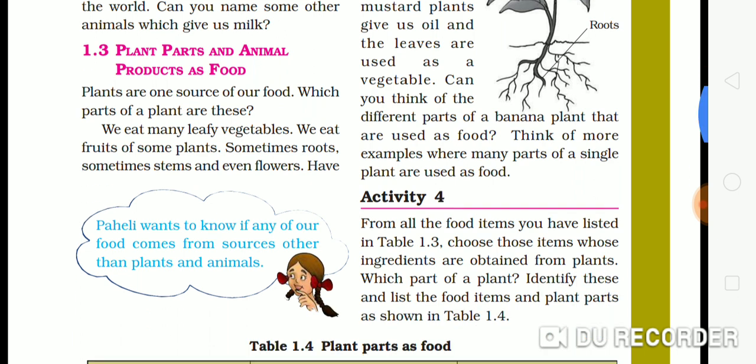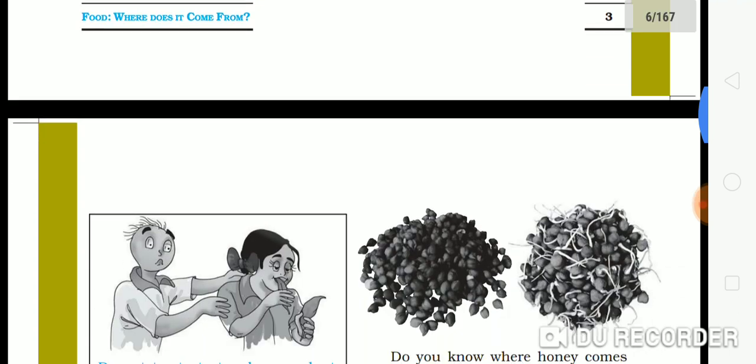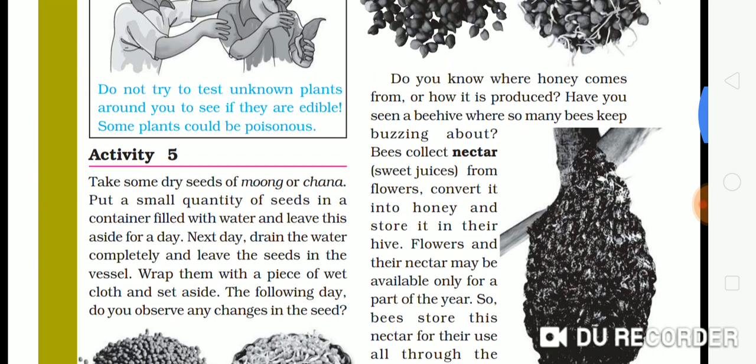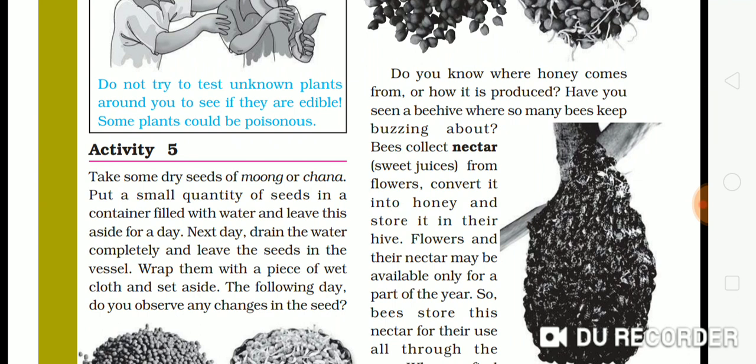I am giving you one activity regarding this. Activity number 5 from NCERT. You have to take some dry seeds of moong or chana. Put a small quantity of seeds in a container filled with water and leave for a day. The next day, pour out all the water, and after pouring out the water, wrap the seeds in a piece of wet cloth and set aside for a day or two.